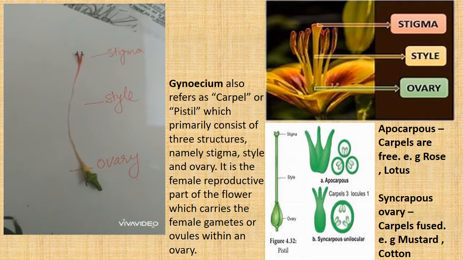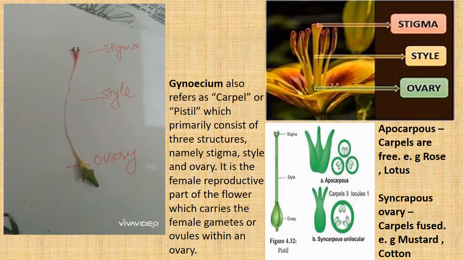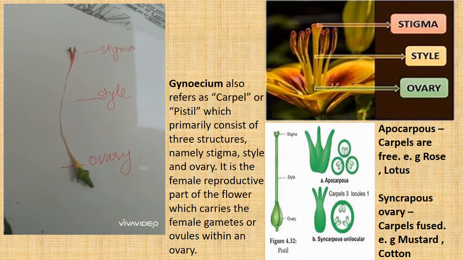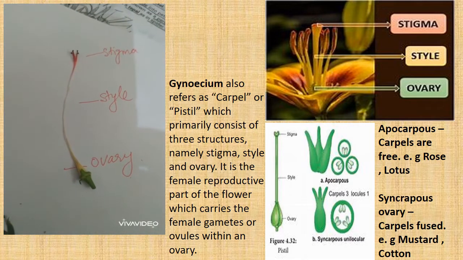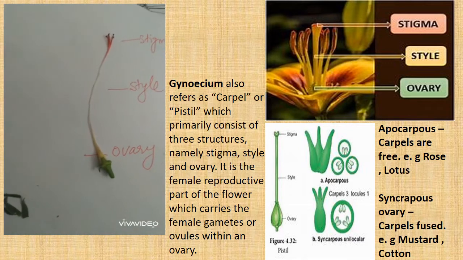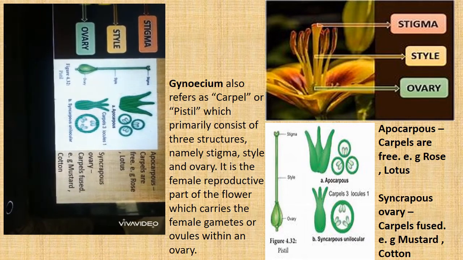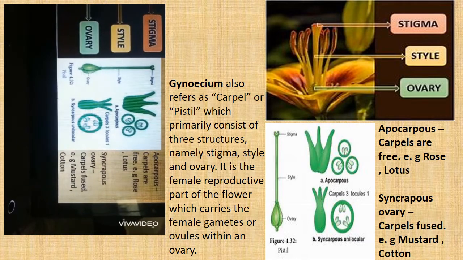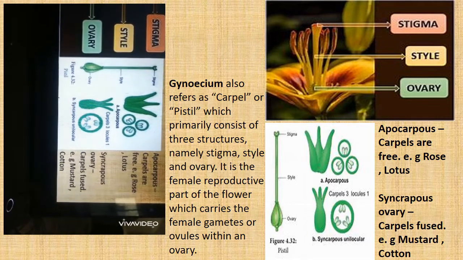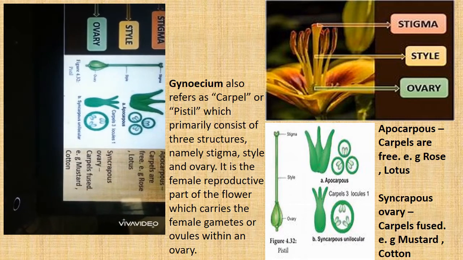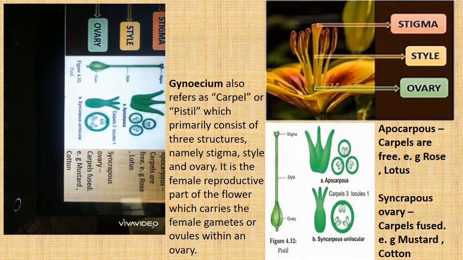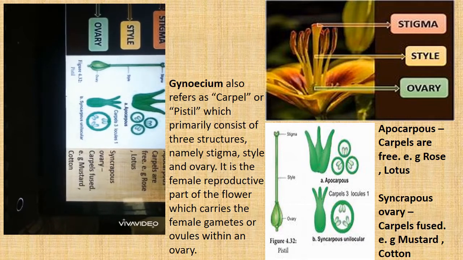Ovary is a swollen part, you can look at the diagram, and it consists of ovules, and ovule contains the egg cell and other cells which help in fertilization. There are two kinds of ovary. One is apocarpous, in which carpels are free. It occurs in rose and lotus. Another one is syncarpous. In syncarpous ovary, carpels are fused, and it is present in mustard and cotton.